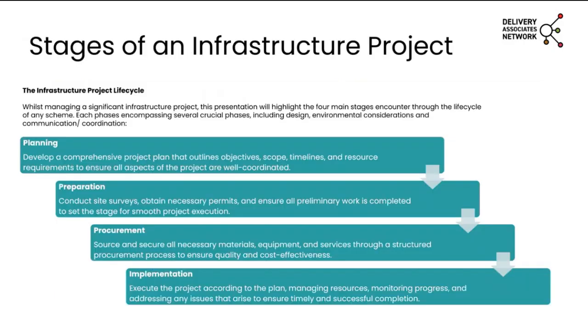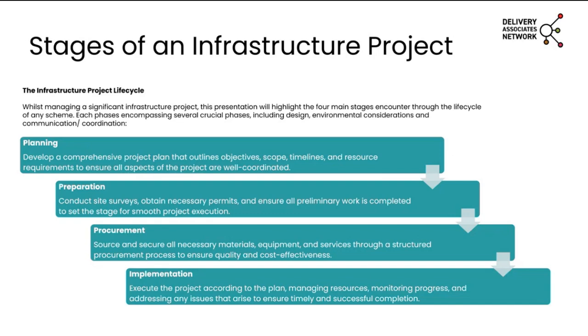A utility infrastructure project involves several key stages to ensure a successful completion. And these stages include planning, preparation, procurement, and implementation. For the planning stage, the aim is to identify project objectives and requirements, evaluate any technical, financial, and environmental feasibilities, and develop a detailed project plan outlining the scope, timeline, and budget.